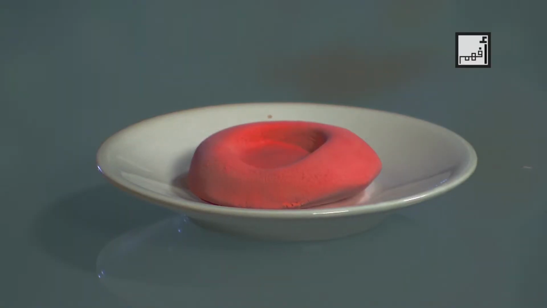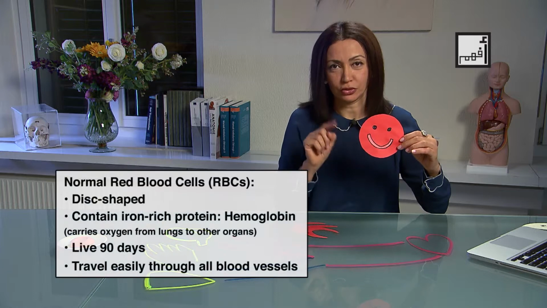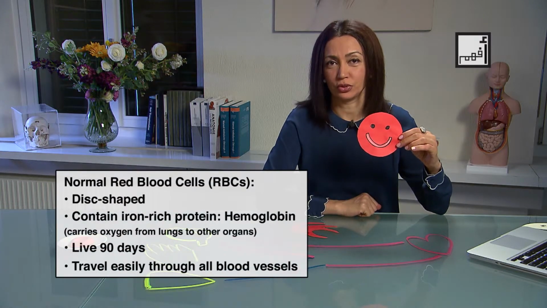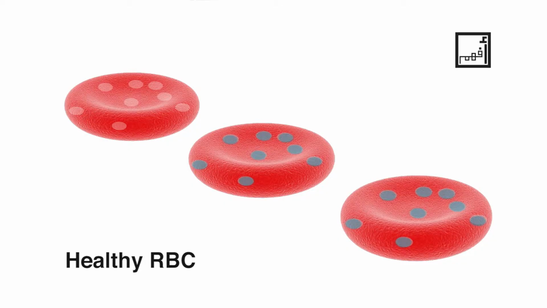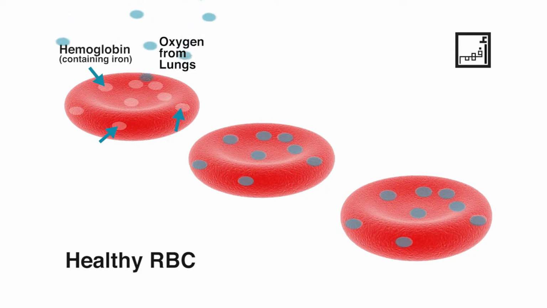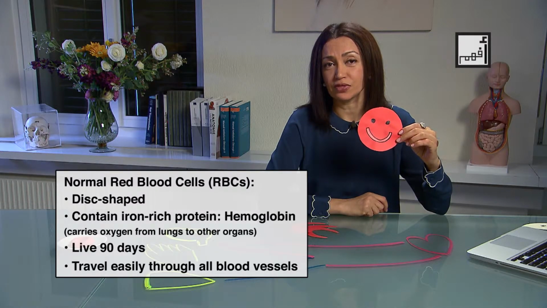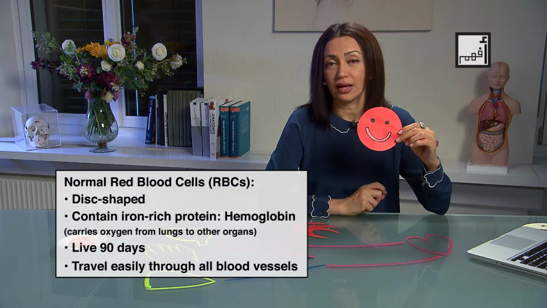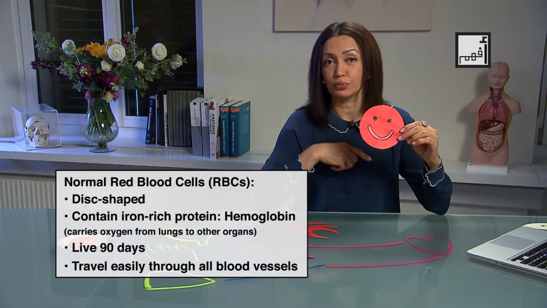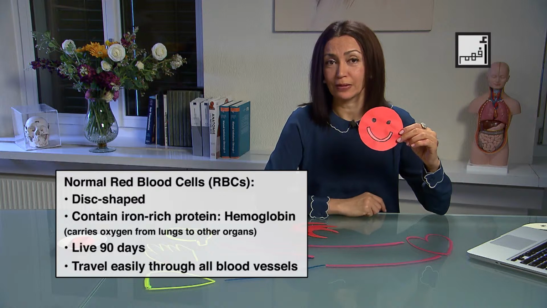A normal blood cell would look a bit like a donut. It's circular in shape and has three very important features. It has iron on it that binds temporarily to oxygen until it reaches the tissues of the body and then releases the oxygen. Number two is that it lives up to 90 days, 3 months, and then it breaks down and then the body remakes new cells.